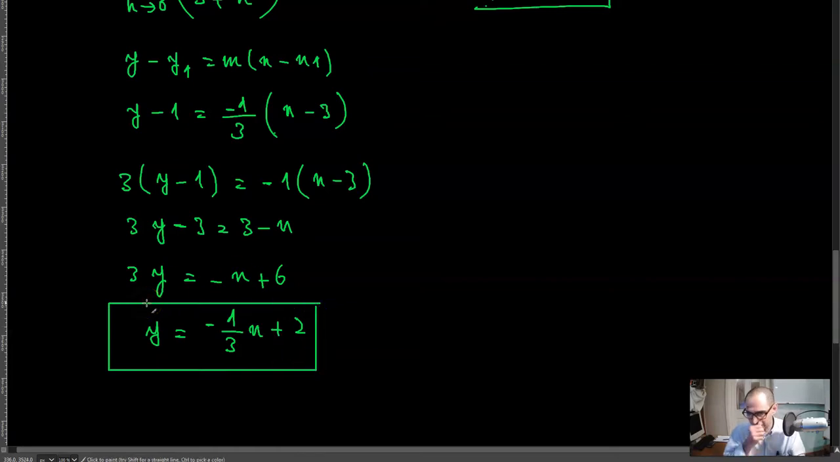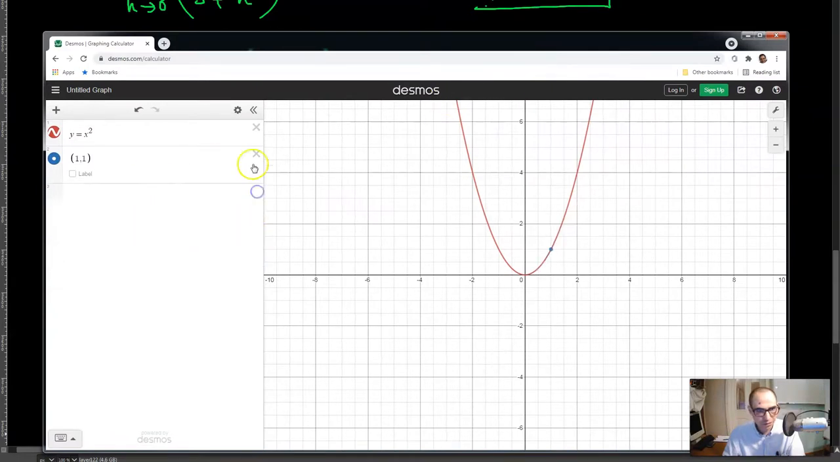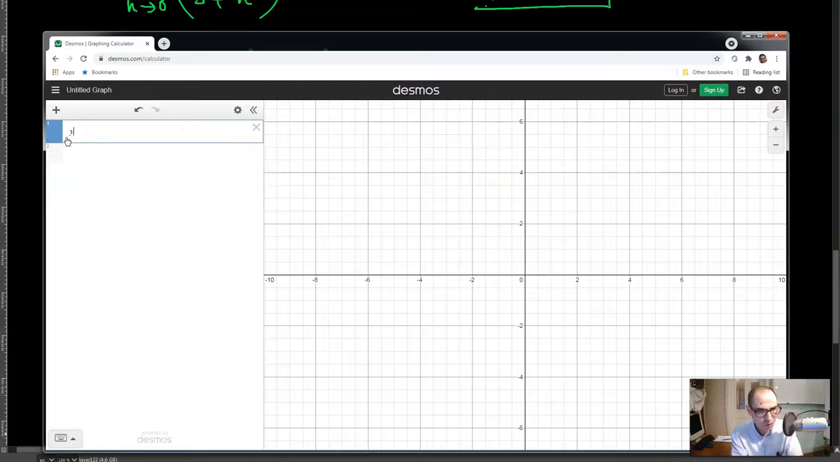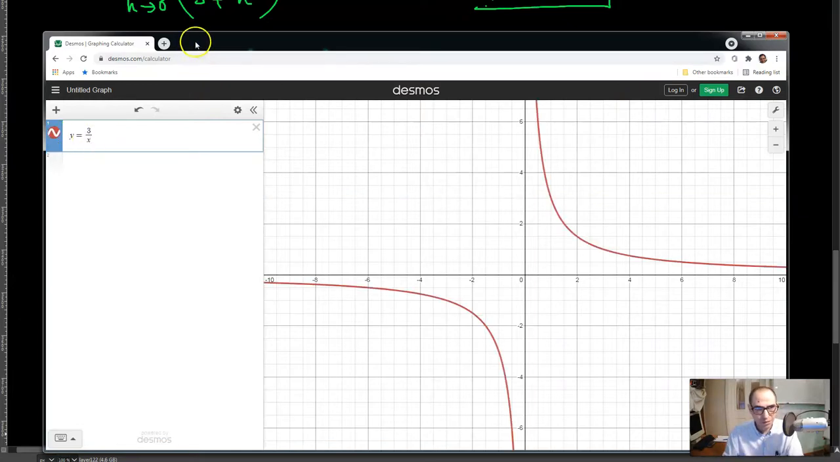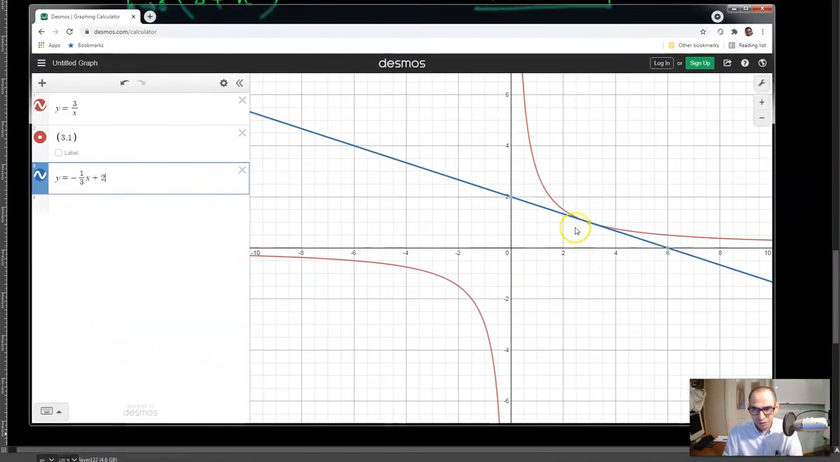So this is the equation of the line, which means that if you graph the function, the function was y is equal to 3 over x at the point 3, 1. At the point 3, 1, at this point. If I graph the equation that we found, y is equal to negative 1/3 times x plus 2, which gives us this line, which is tangent to the graph of the function at this point.